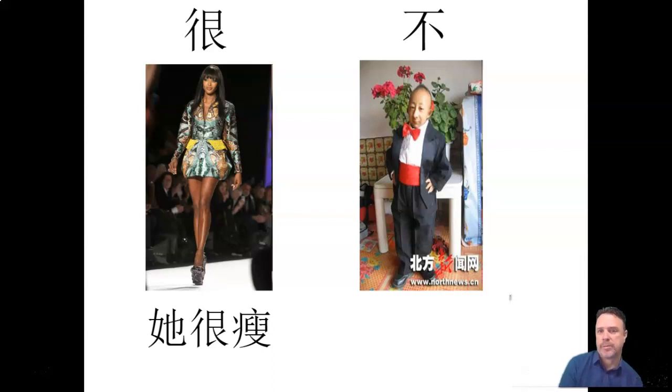Our gentleman on the right, what can you make a sentence with? Bu. I can think of at least a couple. The obvious one is that he's not tall. You could also say he's not fat. But if you're going to make the sentence, he's not tall, you would just say 他不高. He's not tall. So that's why I make those sentences very simple. It's just subject and then 很 and then the adjective, or subject, 不 and the adjective. Very, very easy.